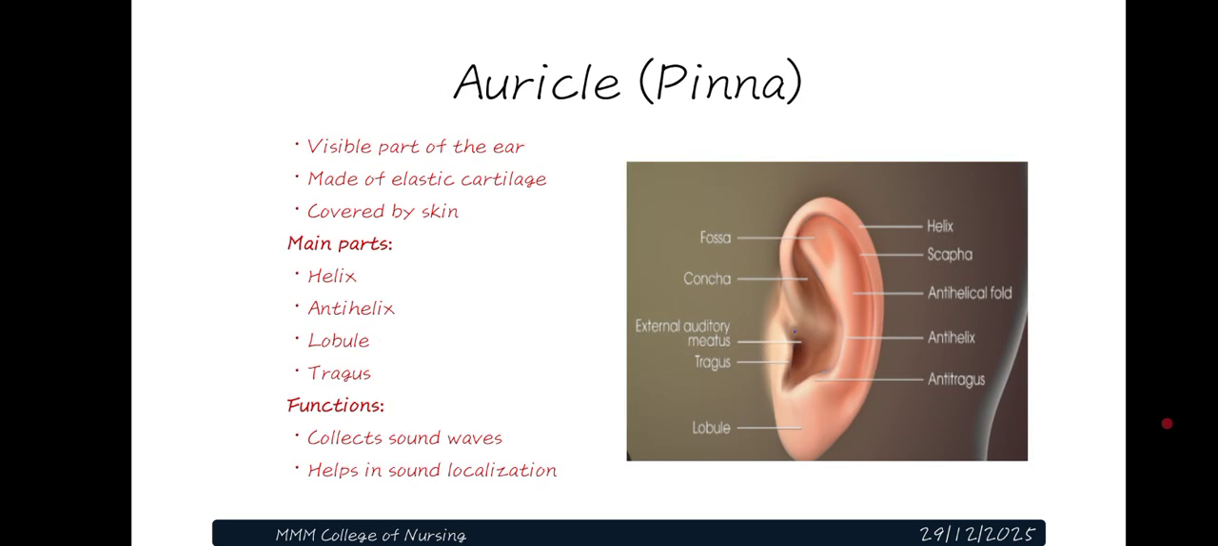Coming to the auricle, that is pinna. It is the outer part of the ear. It is the visible part of the ear. It is made up of elastic cartilage covered by skin. So the main parts are helix, antihelix, lobule, tragus. So the functions of the auricle: it collects sound waves. It helps in sound localization.